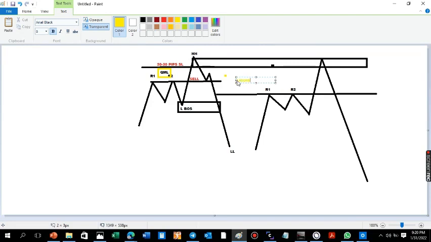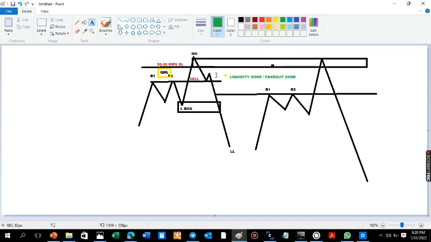So let's do some basic labeling. Right here, this is what you call a liquidity zone, or we call it a fake out zone. You have to be very, very aware of this, because if you're not, you'll be taken out. You become part of the liquidity. So if you're not careful, you become part of the liquidity. It's true. So you have to make sure that you are aware of this.